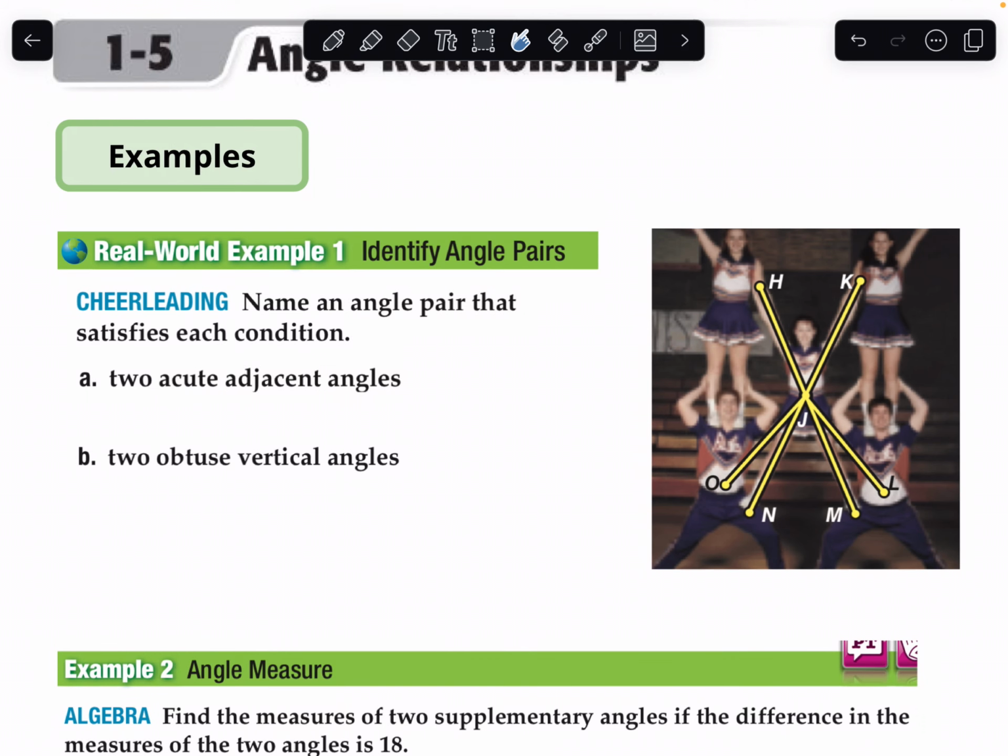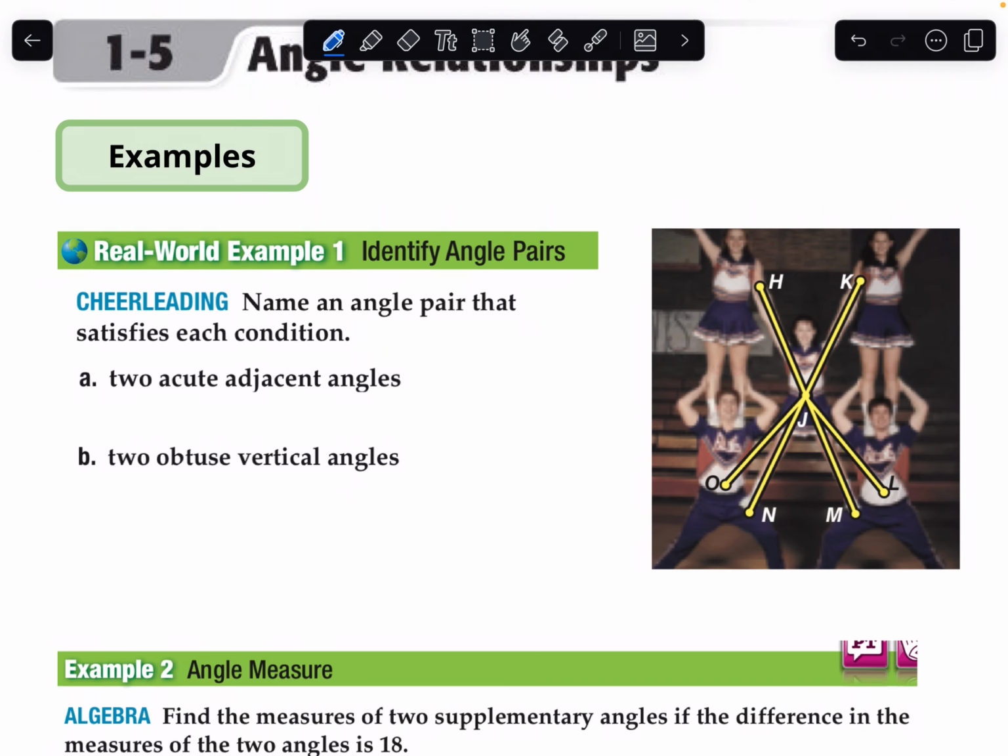Real world example 1, identifying angle pairs. From the diagram with the cheerleaders, we see many lines could be drawn. Name an angle pair that satisfies each condition. We want two acute adjacent angles.